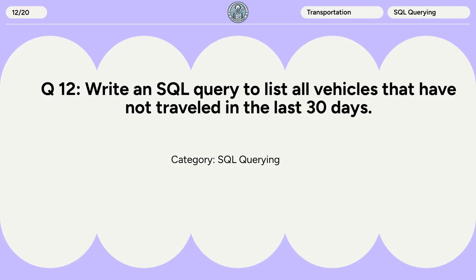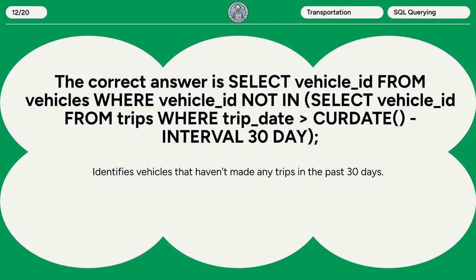Question 12. Write an SQL query to list all vehicles that have not traveled in the last 30 days. The correct answer is: SELECT vehicle_id FROM vehicles WHERE vehicle_id NOT IN (SELECT vehicle_id FROM trips WHERE trip_date > CURDATE() - INTERVAL 30 DAY). Identifies vehicles that haven't made any trips in the past 30 days.